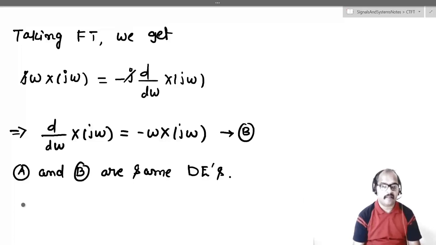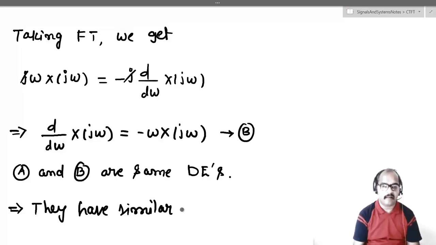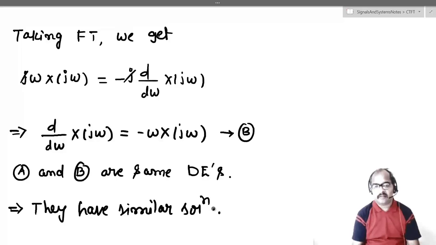But where do they differ? So this implies they have similar solutions. So what do you mean by solution here? Solution means finding X of j omega. If you look at equation B, we have to find X of j omega. Then whatever answer we get for X of j omega, that is the solution of equation B.